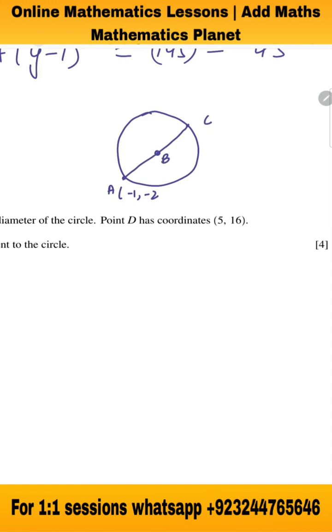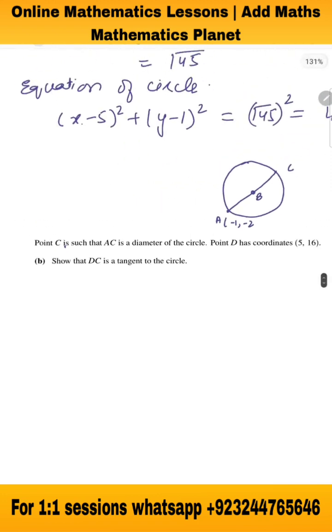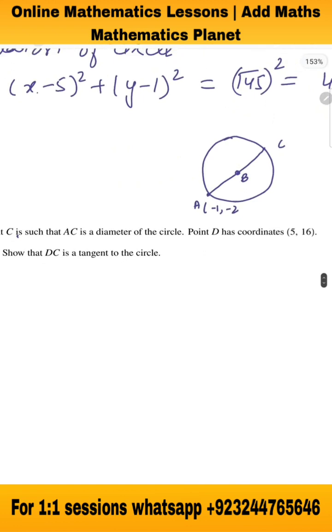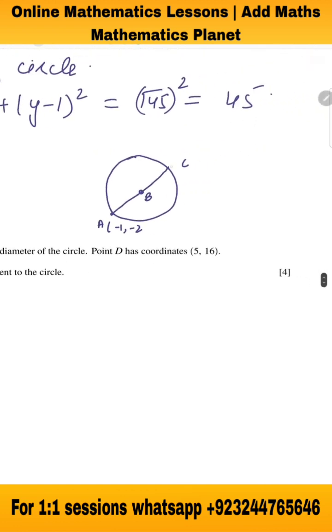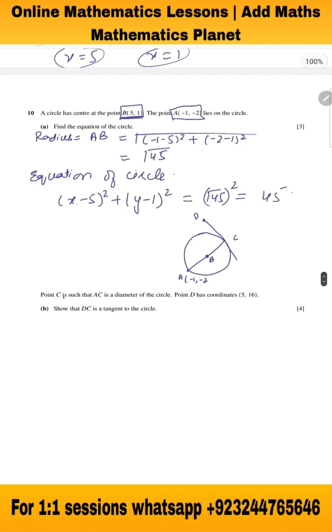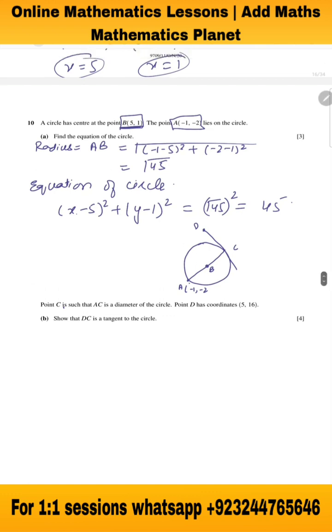Point D has coordinate 5, 16. Show that DC is tangent to the circle. So D lies somewhere over here because DC is tangent to the circle. For showing that DC is tangent to the circle, we should know the slope of the line AC. But before that, we should know the coordinates of C. So what will be the coordinates of C? First of all, B is 5, 1.